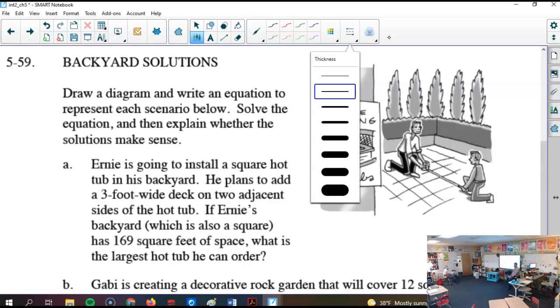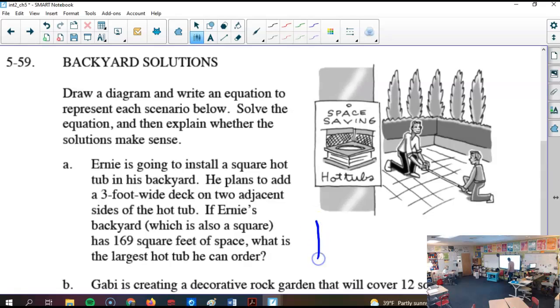So, the hot tub is square. Do we know the size of the hot tub? Yes, kind of. We know its relative size. X. We know it's a square. So, x squared. Hot tub by hot tub, it is x squared. And then you add 3 to both sides of the x's, you said.